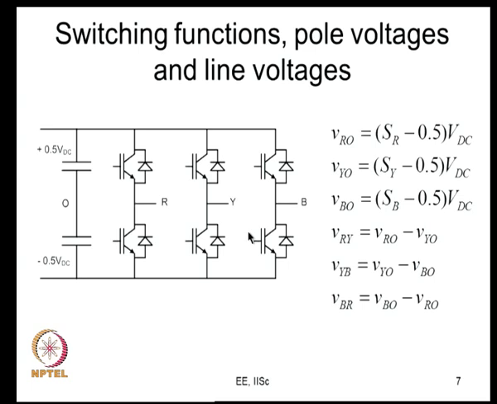You can write down your pole voltages in terms of these switching functions now. If SR is 1, 1 minus 0.5 is 0.5, 0.5 times VDC. So, if the top device is on, you get your pole voltage to be 0.5 VDC. If the bottom device is on, then SR is equal to 0, so you will get minus 0.5 VDC. It is fairly clear from that. The same way you will get VYO to be plus 0.5 VDC if SY is 1, that is the top is on, and minus 0.5 VDC if SY is 0 or the bottom is on.